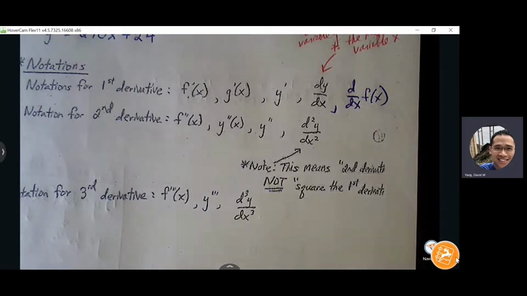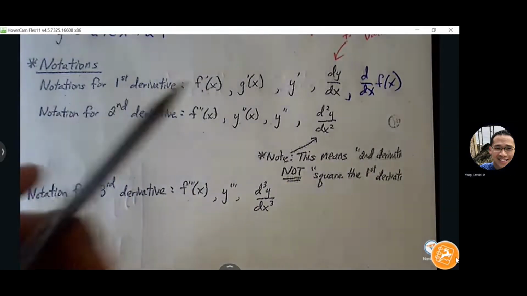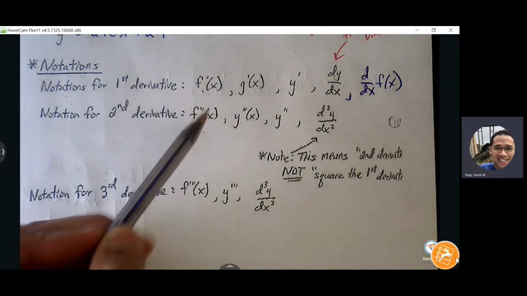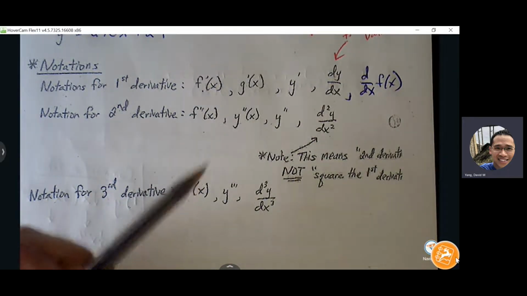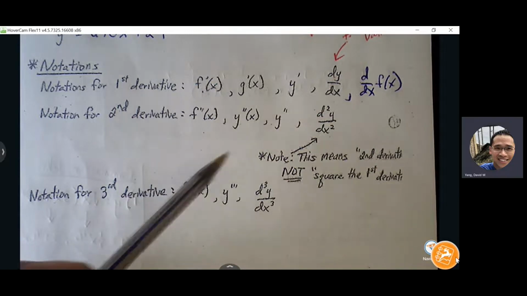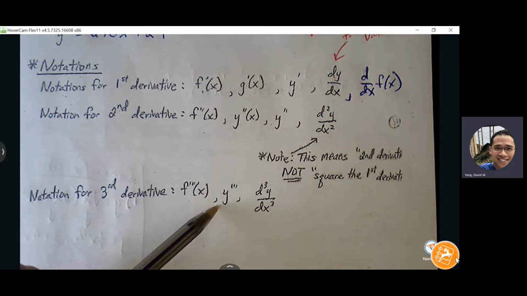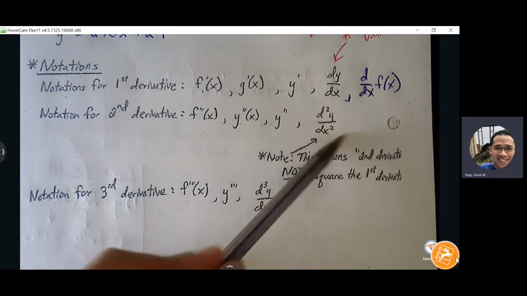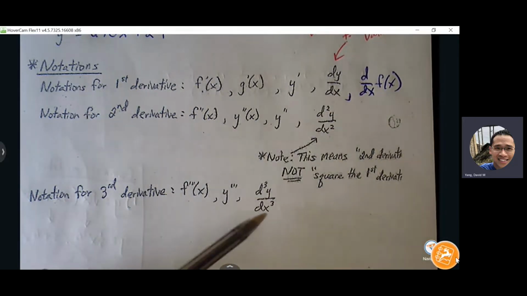Okay, we're not going to find the third derivative very often, but we can imagine the patterns continuing in the same process. F triple prime will be for a third derivative, y triple prime will be for third derivative, and then much like how this is written, d3y over dx3 would mean find the third derivative of y with respect to x.